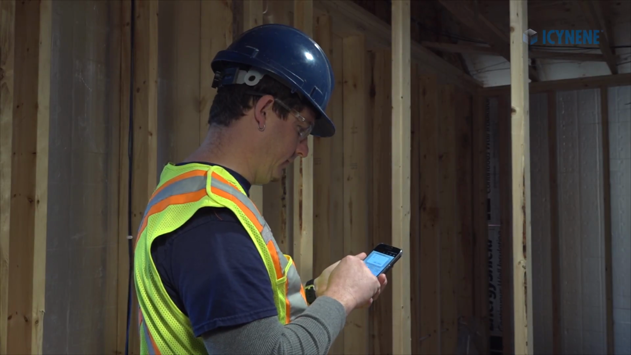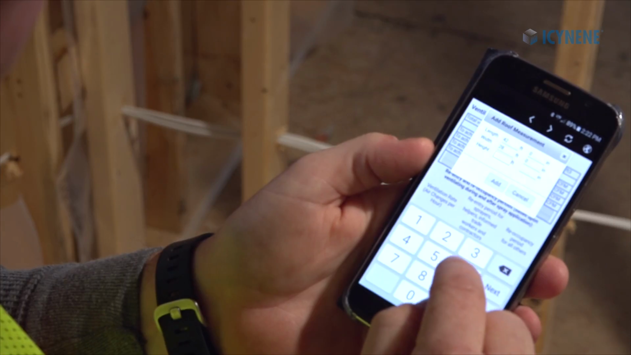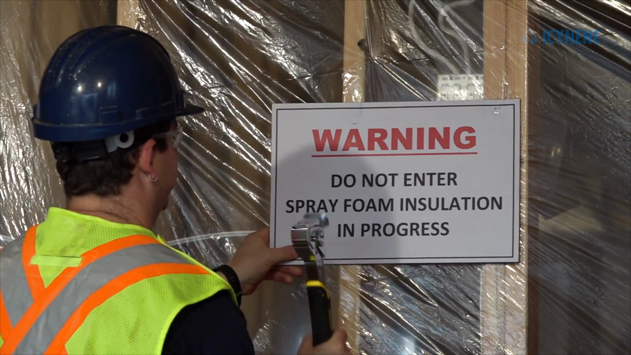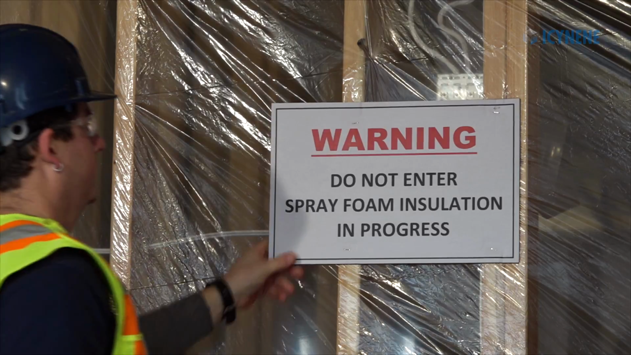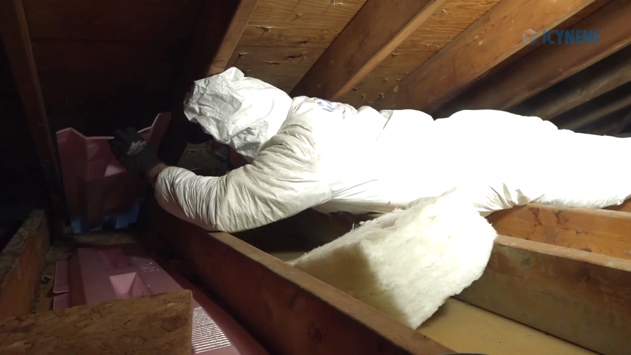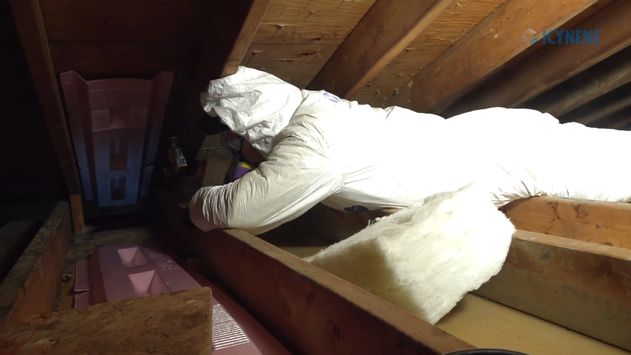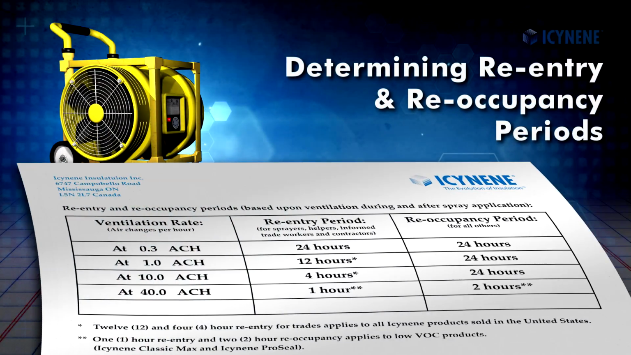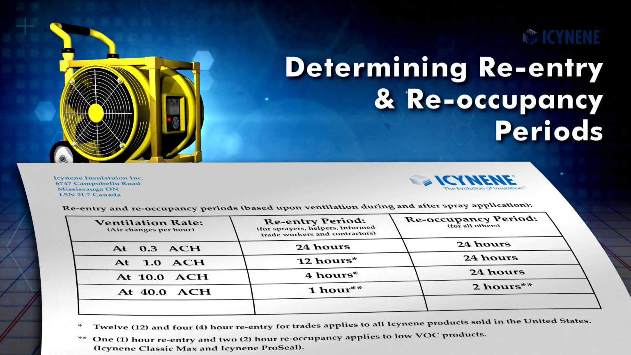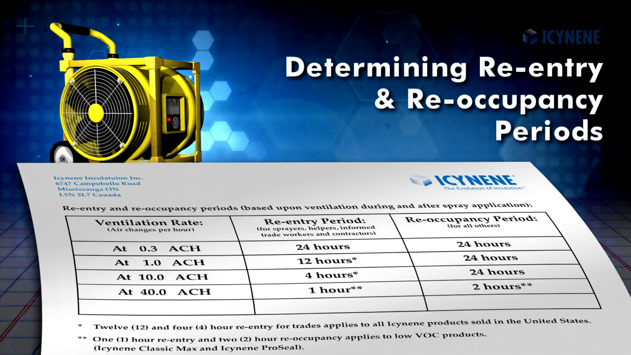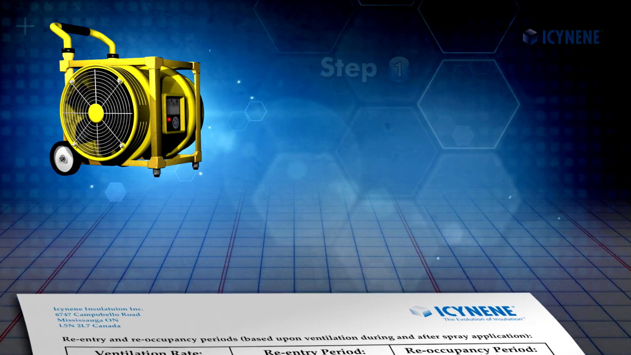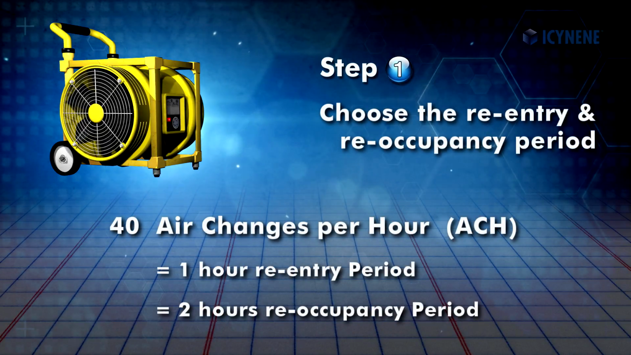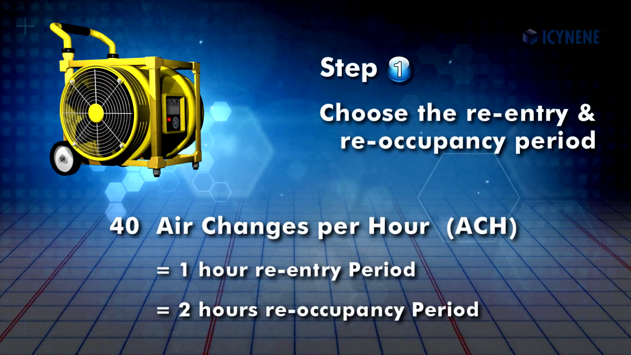In this Icynene training video, we will demonstrate the method for calculating the ventilation requirements for areas of spray foam installation. By following these guidelines, you help create the safest possible environment for all workers on the job site. Icynene has determined the following re-entry and re-occupancy periods based upon ventilation during and after the spray application. To calculate the required ventilation rate, choose the most suitable re-entry and re-occupancy period for the spray area.